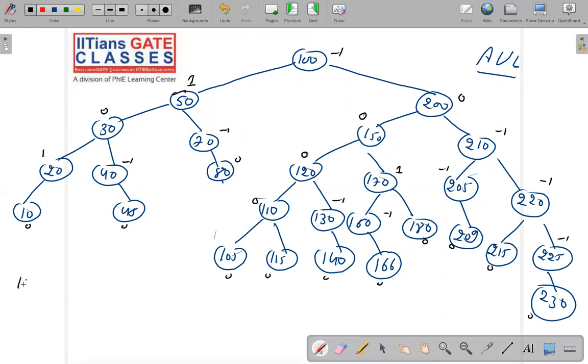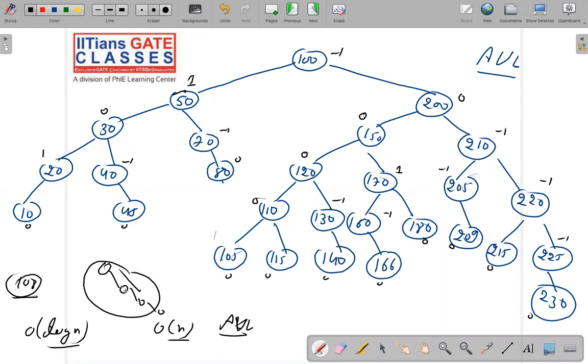Now I want to insert 108. If the tree is balanced, what is the effort to find the position of 108? It is order of log n. In a binary tree, it was order of n. Why? It could be skewed. But we know that in an AVL tree, a skewed tree is not possible. That is why it's order of log n.